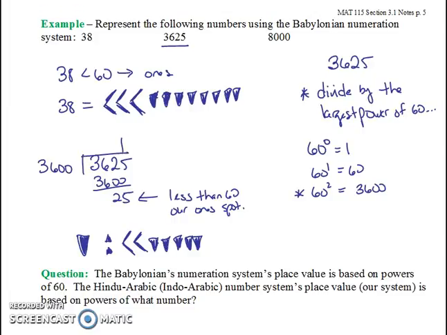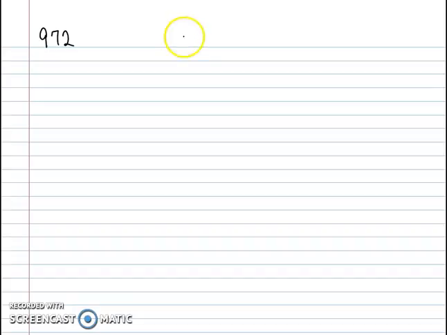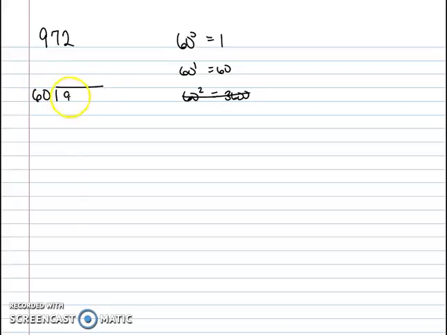Let's try one more. Let's try 972, just to pick a random one. So again, we're going to divide by powers of 60. Remember our powers of 60. 60 to the 0 power was 1. 60 to the first power was 60. 60 to the second power was 3,600. Well, 3,600 is too big, so we're going to divide by 60. So we're going to take 60 into 972. Go in there one time, and then we have 372. So 60 will go into 372 5 times.